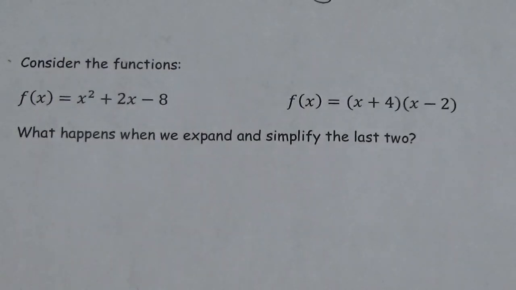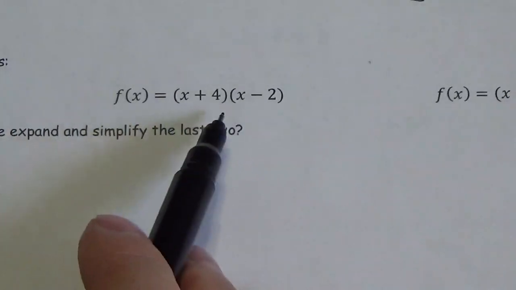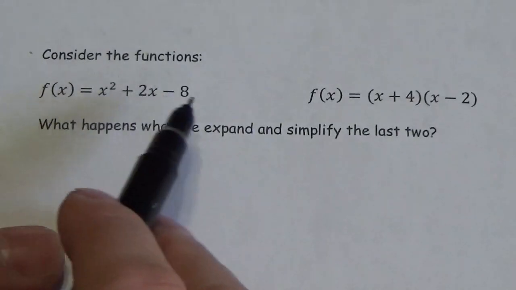Okay, so now we just want to wrap this up with just a little discussion about the different ways we can write this function here. So consider the functions: standard form, root form, vertex form. And we just want to see what happens when we expand each one except the first one here. This one's already expanded.